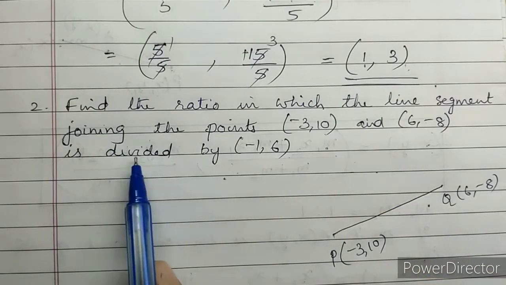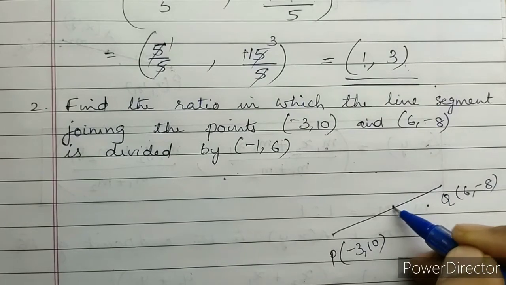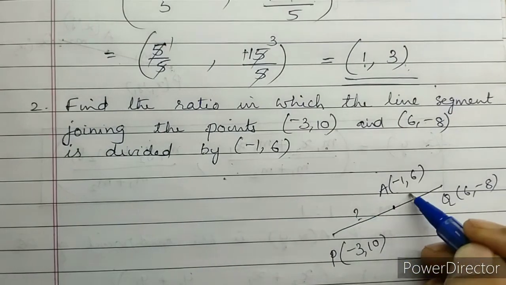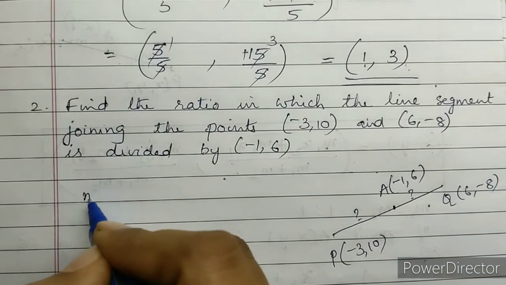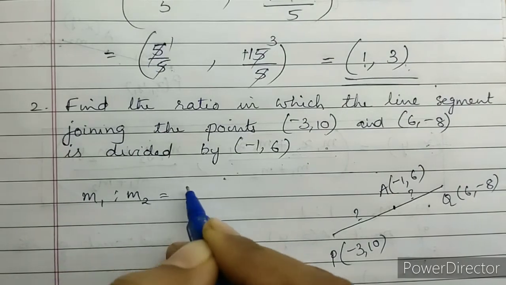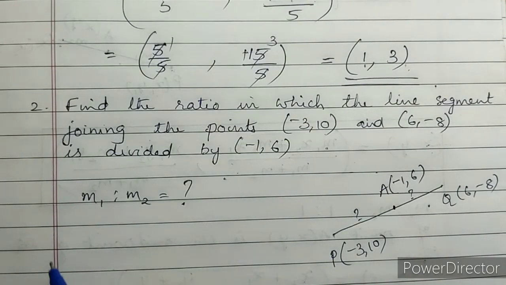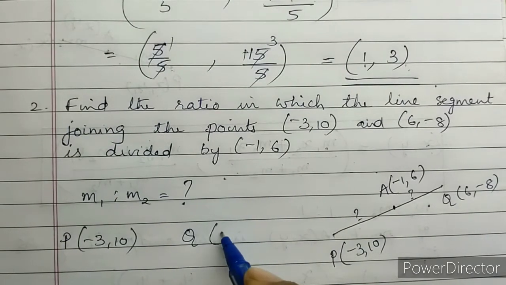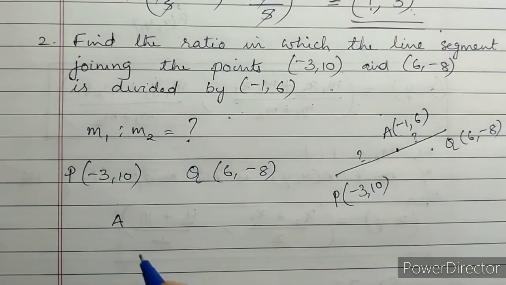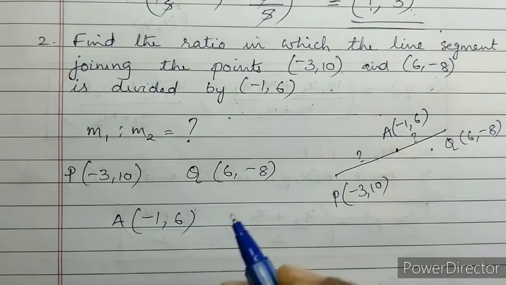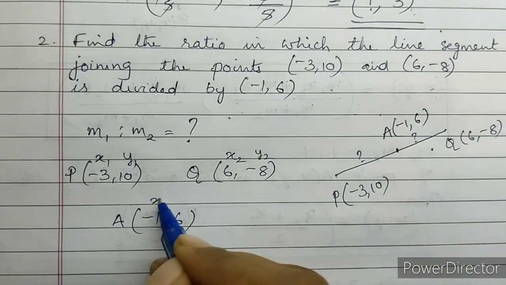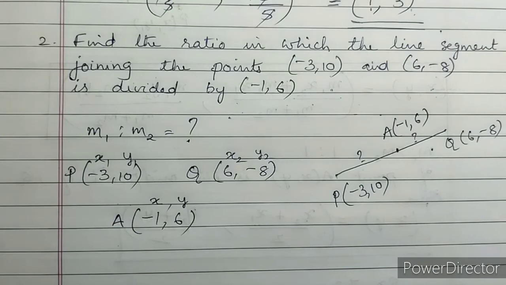Now the line is divided by (-1, 6). So here you can mark A (-1, 6). Now this ratio is unknown. m1 is to m2 is unknown. You have to find that. P (-3, 10) and Q (6, -8) and A is also given (-1, 6). So this you can mark as x1, y1, this is x2, y2 and this is x, y. So everything is marked now.